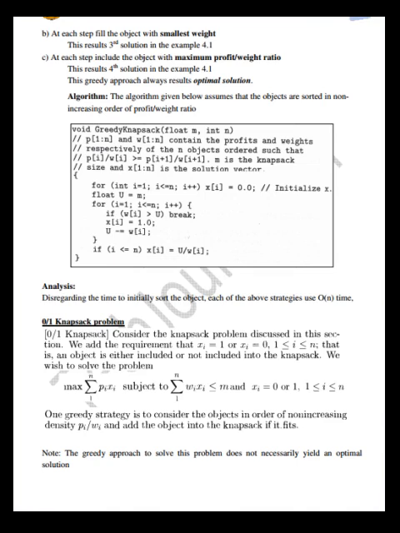0/1 knapsack problem. Consider the knapsack problem discussed in this section. We add the requirement that xi is equal to 1 or xi is equal to 0, for 1 ≤ i ≤ n. That is, an object is either included or not included into the knapsack. We wish to solve the problem. See the equations. One greedy strategy is to consider the objects in order of non-increasing density pi divided by wi and add the object into the knapsack if it fits. Note, the greedy approach to solve this problem does not necessarily yield an optimal solution.